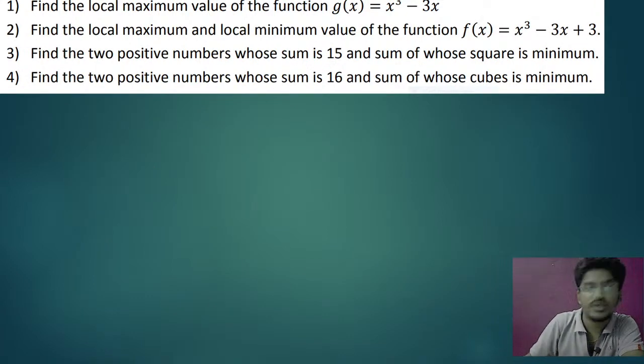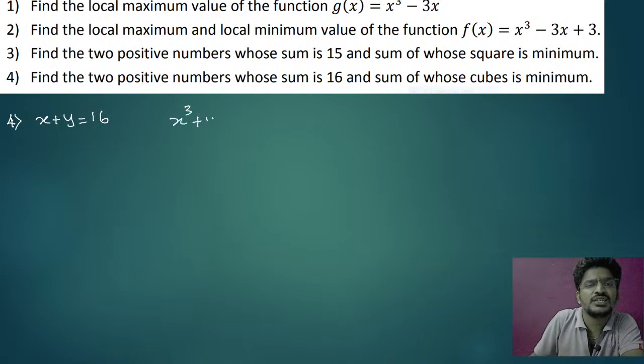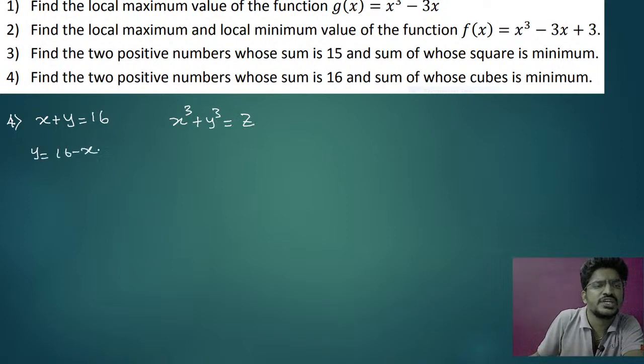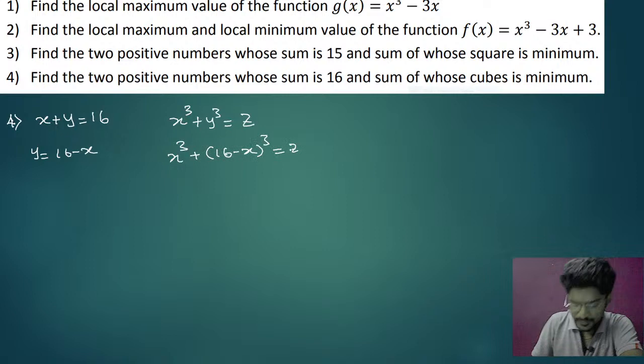So that means I can go with the fourth problem, that is find the two positive numbers whose sum is 16. Same, x plus y equal to 16, and the sum of whose cubes is minimum. That means x cube plus y cube equal to z. No problem. y is going to be equal to 16 minus x, that you can write here. (16 minus x) whole cube equal to z.